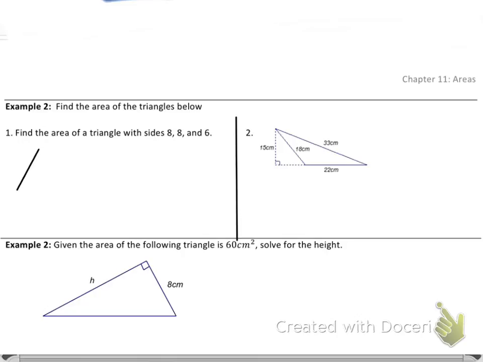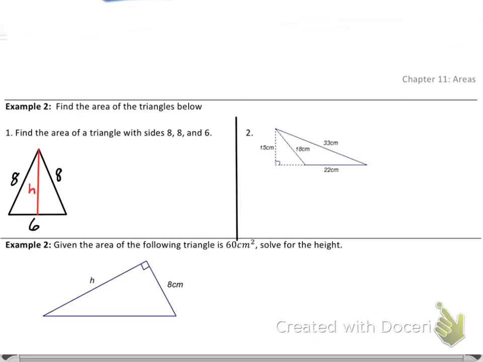So let's go ahead and draw a triangle. And we'll call that 8, 8, and 6. So it's an isosceles triangle. I need to know the base, which I know the base is 6. I just need to also know the height. All right, that is my h.